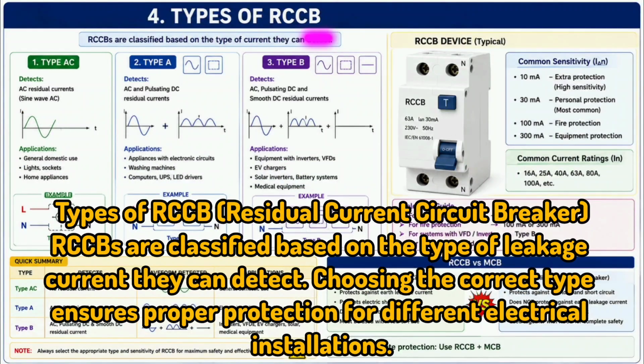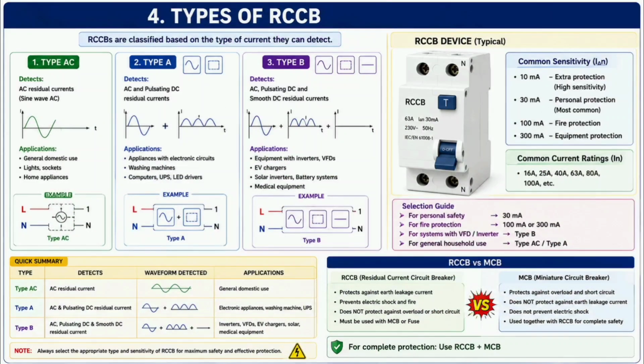Types of RCCB: Residual Current Circuit Breaker. RCCBs are classified based on the type of leakage current they can detect. Choosing the correct type ensures proper protection for different electrical installations.